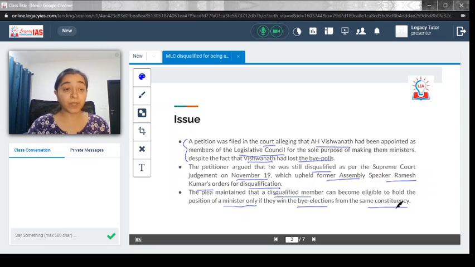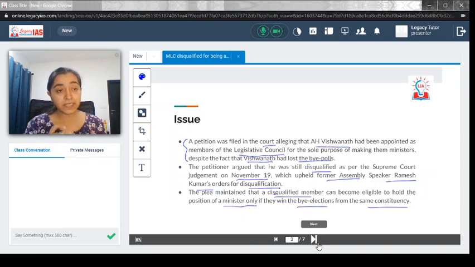So this is the petition in which the Karnataka High Court has upheld the disqualification of Mr. A.H. Vishwanathan. Now, these things are important for you to develop a context and understand why we are discussing it. But from your polity perspective, what is more important are the articles in the picture, as well as what the anti-defection law, the 10th Schedule, and the grounds for disqualification are. So let's discuss them now.